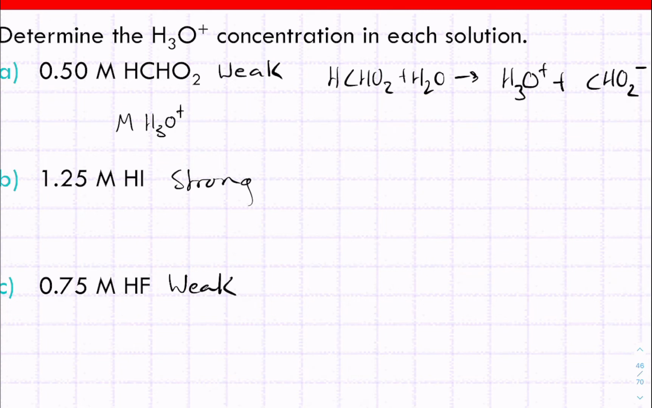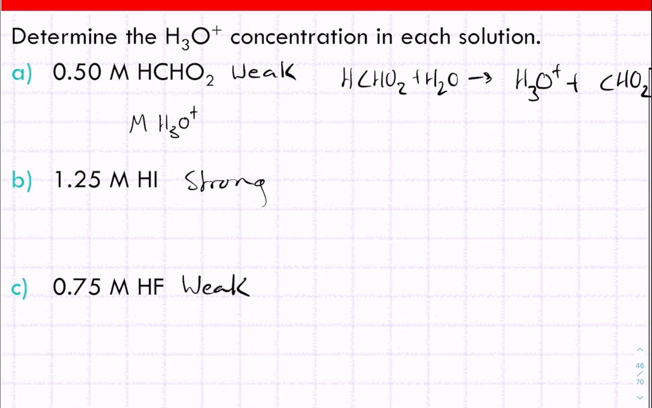So this is a weak acid, so that means that only a little bit of it is actually going to undergo this forward reaction. So we're not going to have very many of the H3O plus. In this case, because it's a weak acid, the concentration of H3O plus is going to be less than 0.50. We don't know exactly what it is. If you take more chemistry, you can calculate it. But for now, we're just going to say it's less than 0.50.